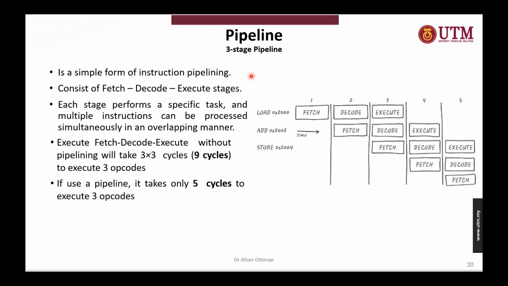There are many types of pipeline. The first one we use is a simple one, the three-stage pipeline. The three-stage pipeline is fetch, decode, and execute. It's a simple form of instruction pipelining. Each stage will perform a specific task, and multiple instructions can be processed simultaneously in an overlapping manner. For example, previously, without a pipeline.